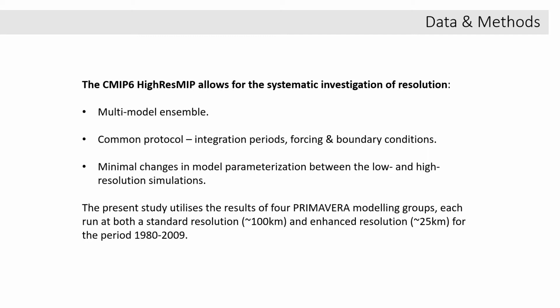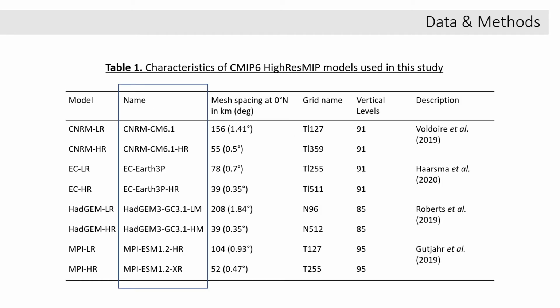The CMIP6 HighResMIP provides the opportunity to study the effects of resolution across multiple models. By providing a common protocol, it allows for the systematic investigation of the impact of resolution by ensuring that effects due to resolution alone are emphasized. Our study makes use of the results of 4 PRIMAVERA modeling groups, each run at both a standard and enhanced resolution for the period 1980 to 2009. This table outlines the models that we've used in the study.